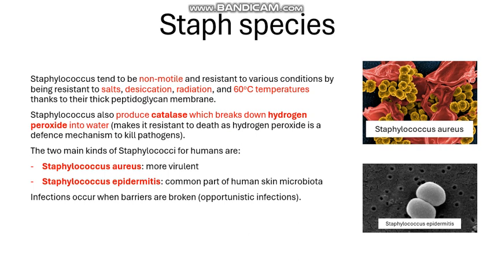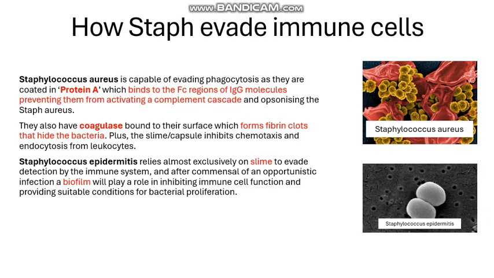The two main kinds of staphylococci for humans are Staphylococcus aureus, shown here, the golden one. Aureus, I believe, is Greek for gold, and Staphylococcus epidermidis, which is shown here, and it's just a common part of our skin microbiota. So you find it covering our skin, but it can only really infect us if the skin barrier is broken, like we talked about before with opportunistic infections.